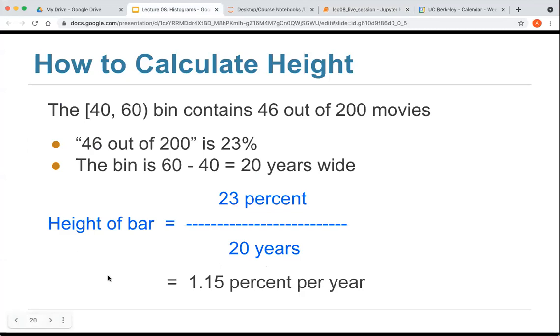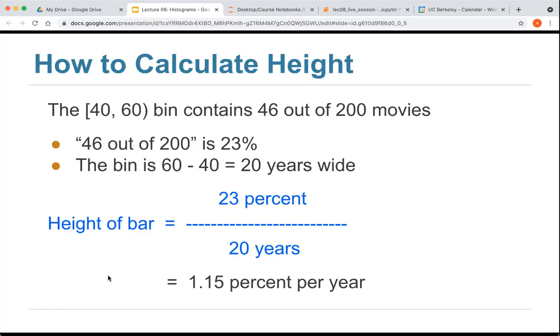Okay, the 40 to 60 bin, you told me some time ago that it contains 46 out of the 200 movies. So 46 out of 200 is 23%. The area is 23%. Okay? The bin is 20 years wide. Now, if you have a rectangle whose area is 23 and its width is 20, how are you going to find the height?